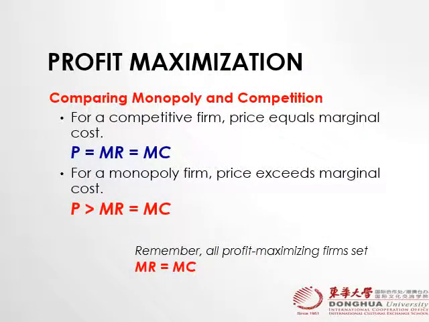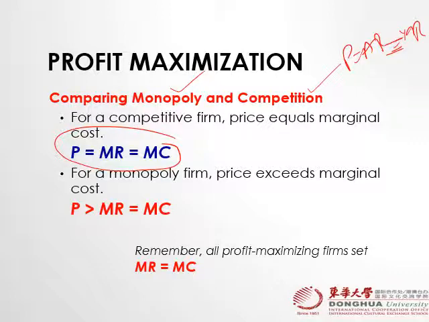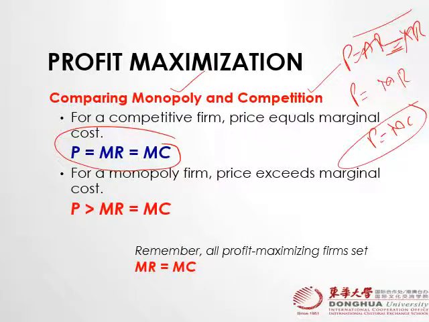Okay, so let's talk about the comparison with competition and monopoly. We know that for a competitive firm, price equals MR equals MC, right? Because in competition, P is equal to AR is equal to MR. So when price can be replaced with the MR, then we can say that P is equal to MR, or P is equal to MC as well, because we can substitute MR with P.